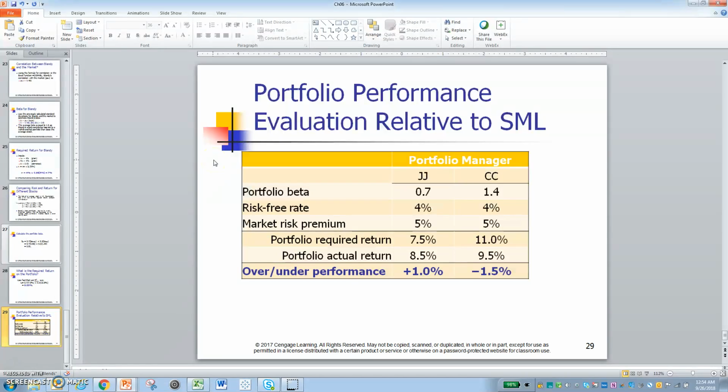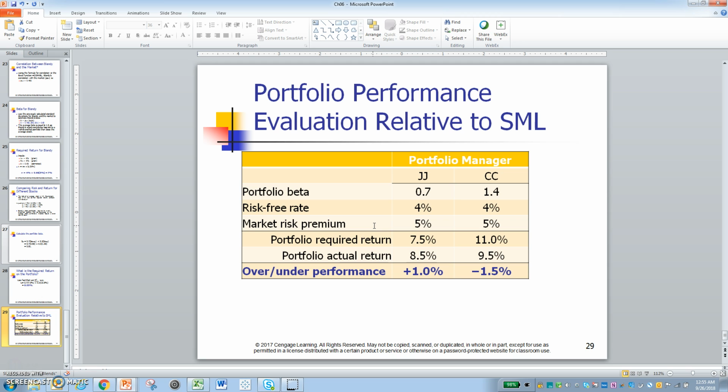So the last slide in Chapter 6, I'm going to sort of bring it all together. So these are 2 different portfolio managers. They've got different investments within their portfolios. And we can see after the analyst has performed these different calculations for their portfolio, their beta is 0.7 for this portfolio and 1.4 for the other. We see the risk-free rate is the same, the market risk premium is the same, but each of their portfolios has a different required rate of return.